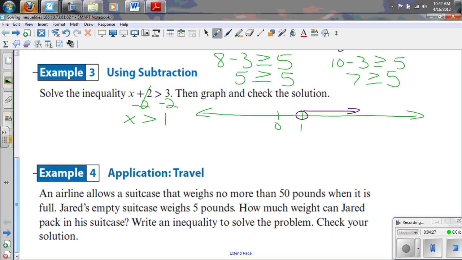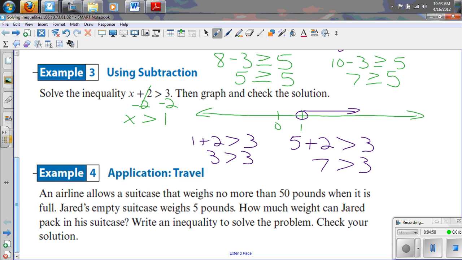So we're going to check 1 in our original inequality. 1 plus 2 is greater than 3. 3 is greater than 3? No, it's not, and we've shown that with the open circle again. And let's check a number bigger than 1. Let's check 5. 5 plus 2 should be greater than 3. And so that 7 is greater than 3, and that is true as well.